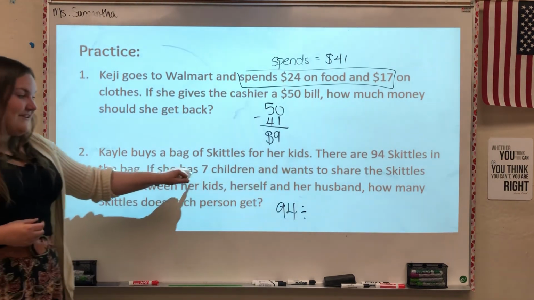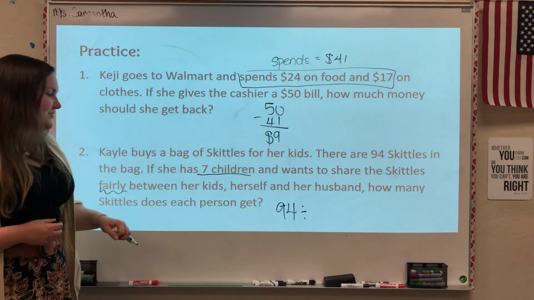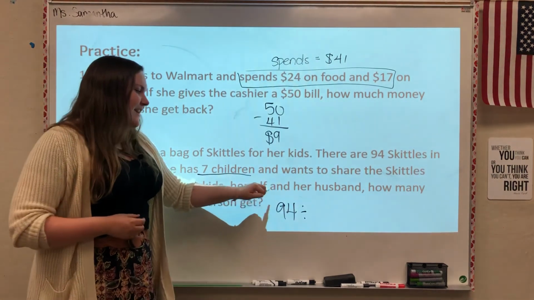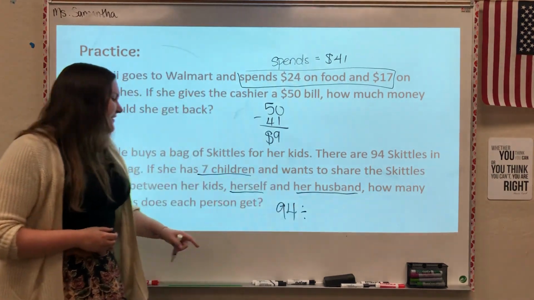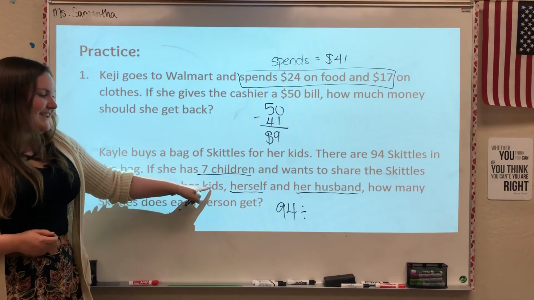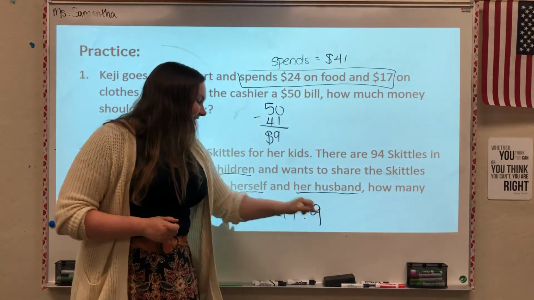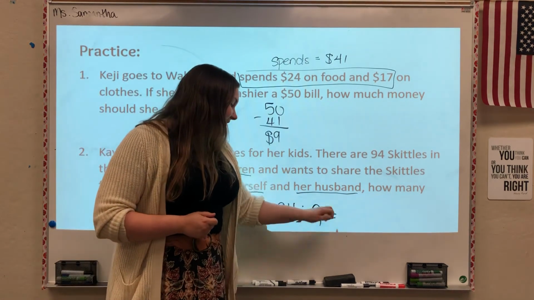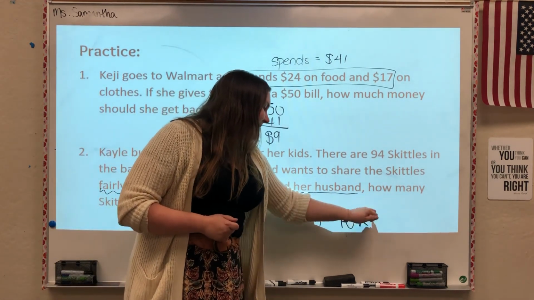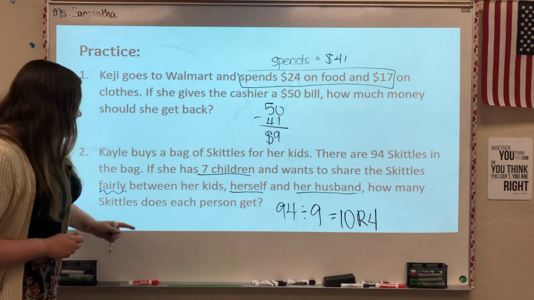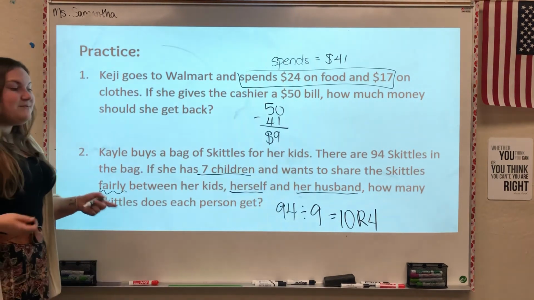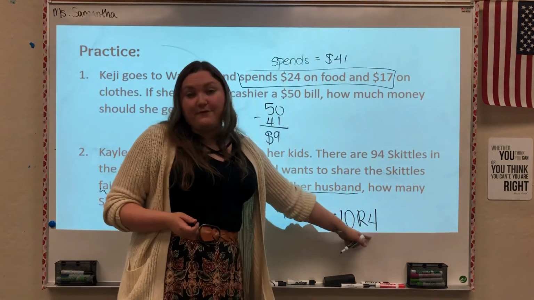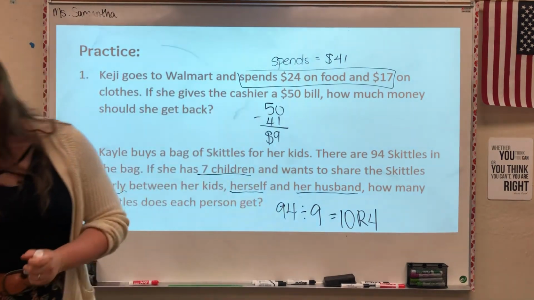Well, there are 7 kids, but it says 7 children, herself, and her husband. So she's dividing it between those 7 kids, herself, and her husband. That is 9 people. Now, when you do that, it doesn't divide equally. You end up getting 10 remainder 4. So how many Skittles does each person get? Well, each person gets 10, and there are 4 left over. One last one.